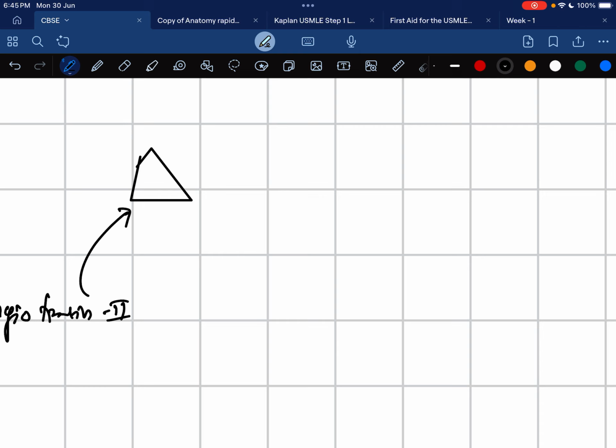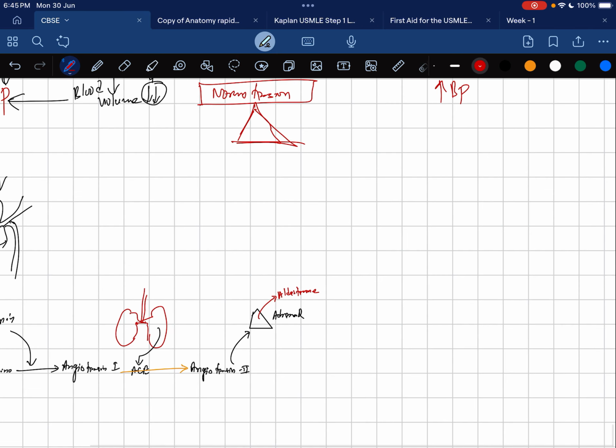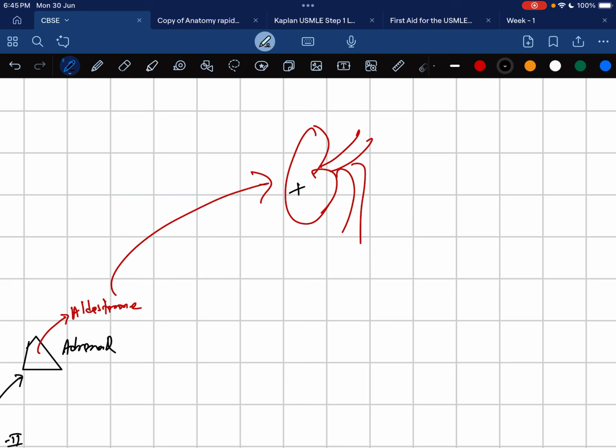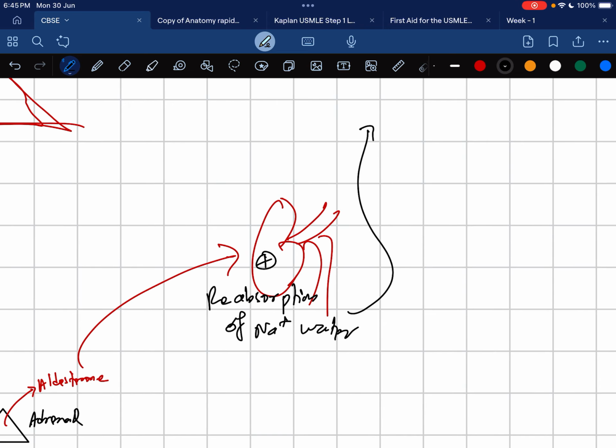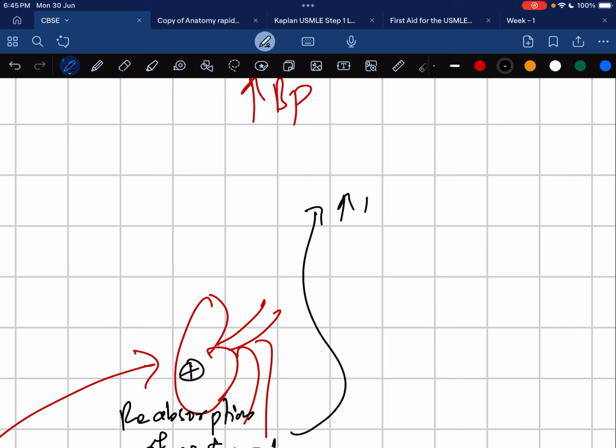This is the adrenal gland, and it is stimulated to produce aldosterone. When aldosterone is produced, it goes into the kidney and stimulates the reabsorption of sodium and water, and that sodium and water help to increase blood volume.